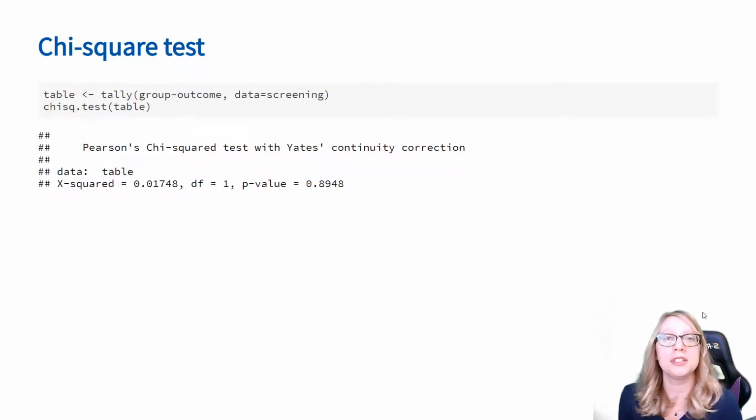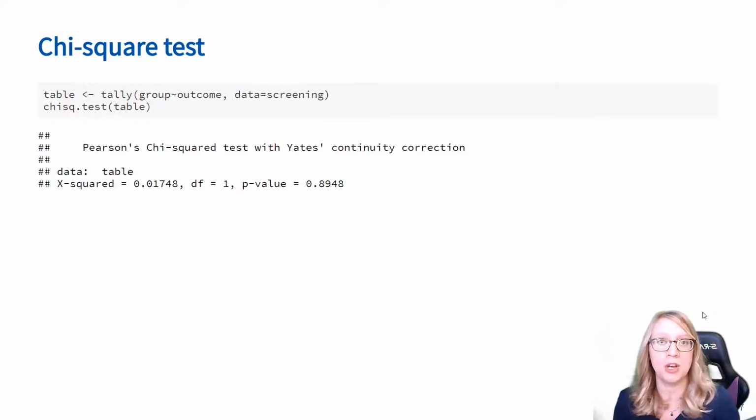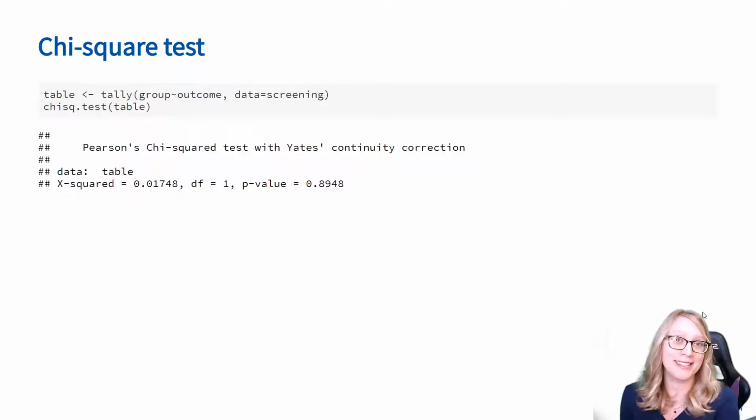Now, in order to do this chi-square test, we first need to create a contingency table. So I'll create a two-way table in R using that tally function from the Mosaic library. So I'll tally up group based on outcome from this screening data. And then once I have that table created, I'll simply pass that into the chi-square.test function.